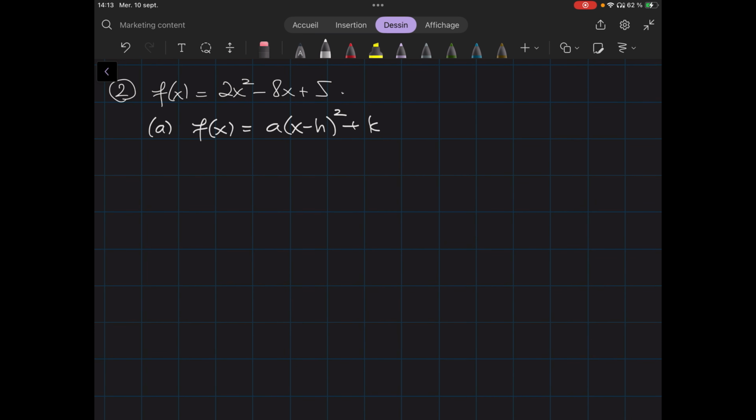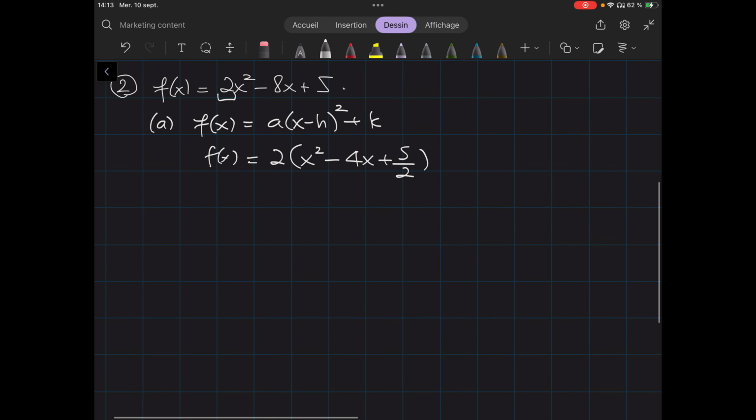Question 2 is on quadratic functions. And in part A, you're asked to complete the square. To do this, the first thing, we're going to factorize the 2 from f of x. That would leave us with x squared minus 4x plus 5 divided by 2. Second step, now we need to express this as a perfect square plus a constant.